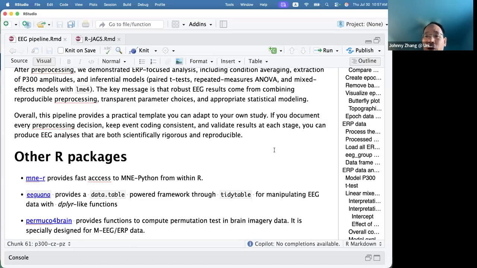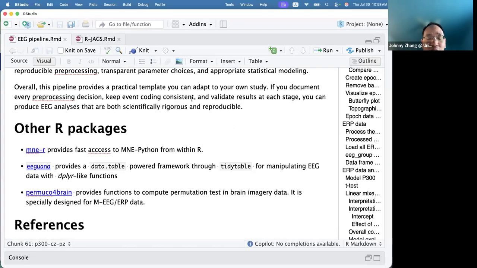I hope this workshop can help you get started analyzing EEG data within R, particularly for those who are familiar with R but not familiar with MATLAB or Python for EEG data analysis. Okay.